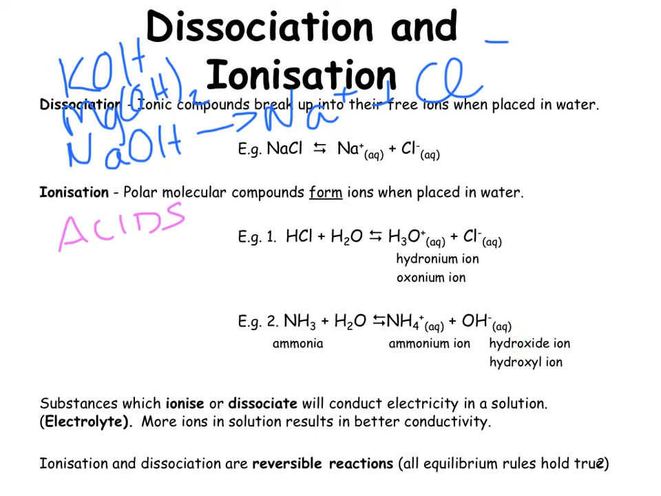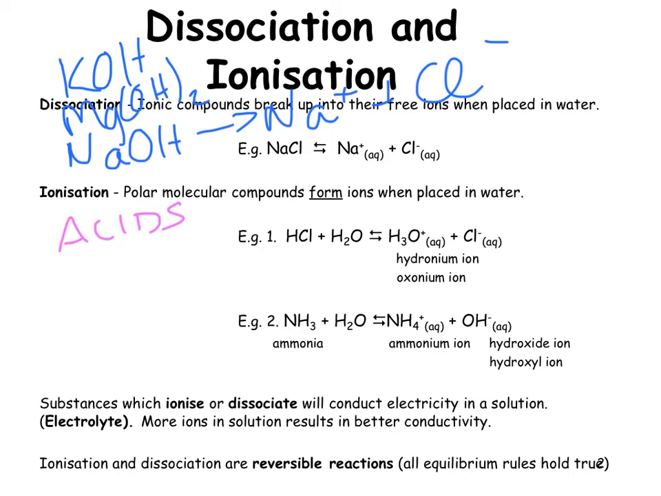What's very important with ionization is that you create these new ions. Substances which ionize or dissociate will always be able to conduct electricity because there's positively and negatively charged particles. And that is known as an electrolyte, a solution that can conduct electricity. The more ions there are in solution, the better the conductivity. So if I've got a strong acid, I will get lots of ions and it will be very good at conducting. If I have got a weak acid or base, the equilibrium will lie to the left, and I will have very few ions, and it will not be a good conductor of electricity.